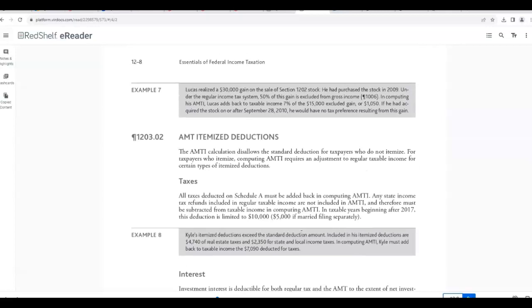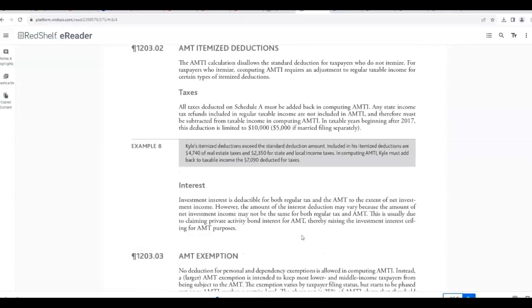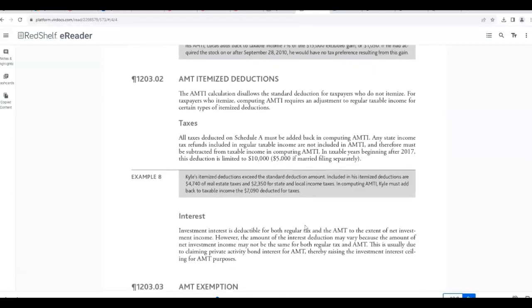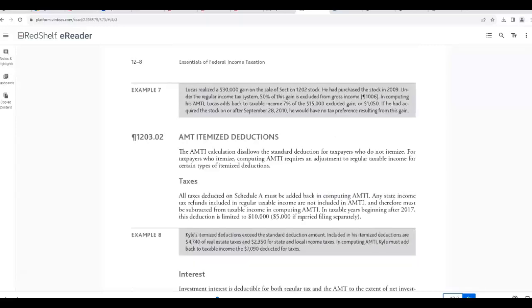I'm sorry, I'm just so confused. So state tax income refunds. Yes. You include that in your income for regular tax, but you're deducting it on AMTI. The IRS says, I know for regular tax you add it back if you itemized last year, but for AMTI, just take it out.